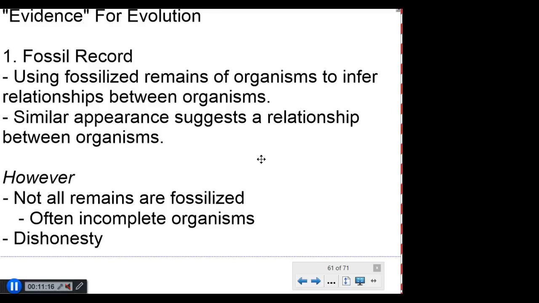Sometimes people will deliberately piece together fossils. It's pretty close to that there. It could be. We don't have enough picture of a snout.